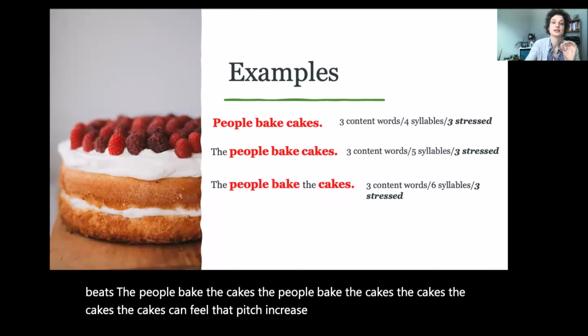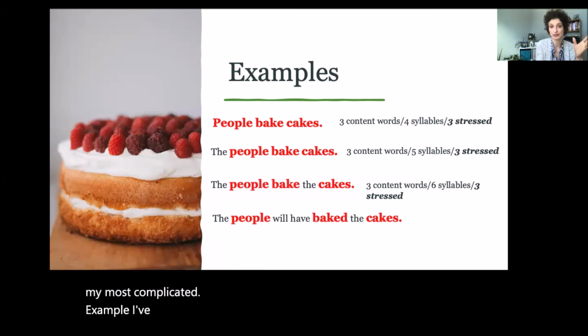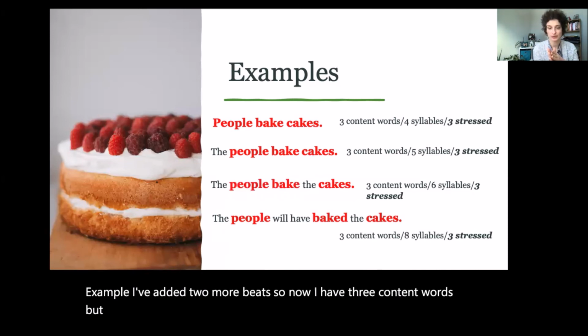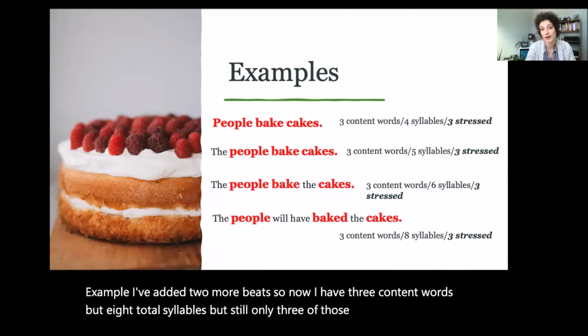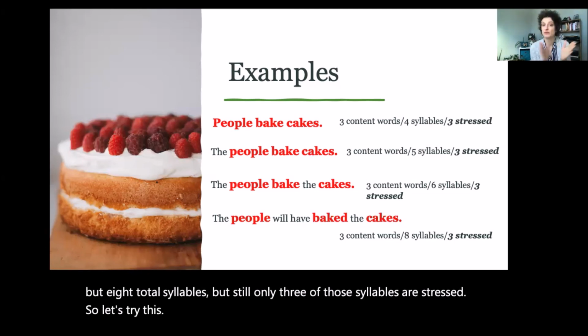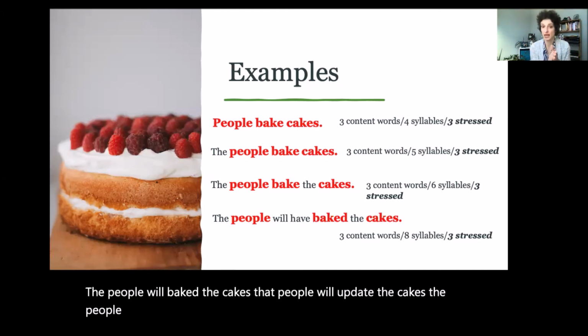The cakes. Now, my most complicated example, I've added two more beats. So now I have three content words, but eight total syllables, but still only three of those syllables are stressed. So let's try this. The people will have baked the cakes. The people will have baked the cakes.